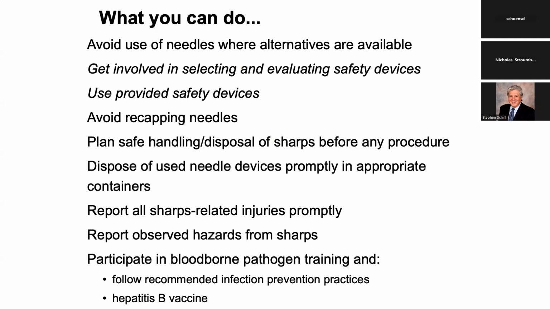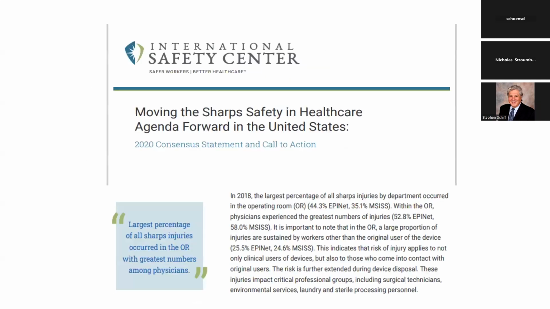Safe handling and disposal: make sure every OR has a sharps container. If it doesn't, we want to know about that. Dispose of sharps in appropriate containers. Report all injuries. Report observed hazards from sharps. And then bloodborne pathogen training, which includes making sure you are all up to date on vaccines. We advise hand hygiene and PPE. Really, my goal is to make you as safe as possible when you're out there.